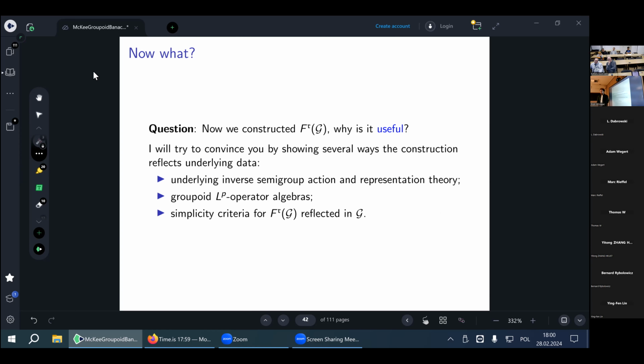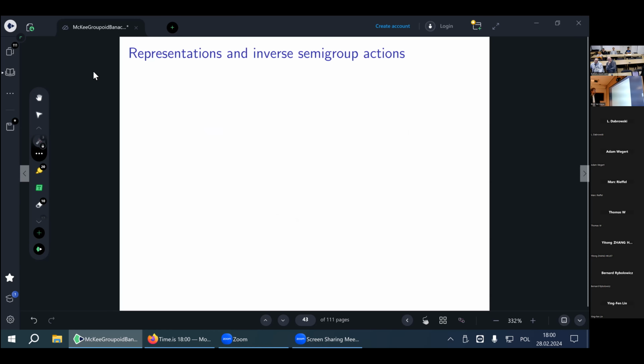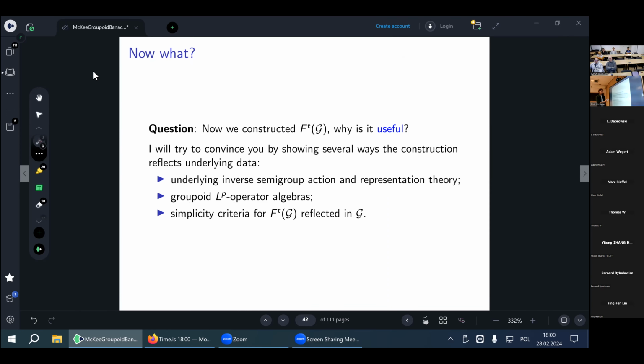So for C-star algebras, there are some sensible, good notions of what properties G should have to make the C-star algebra of the groupoid simple. And we want to see how that plays out in LP algebras. So pick up the first task: semigroup actions and representations.